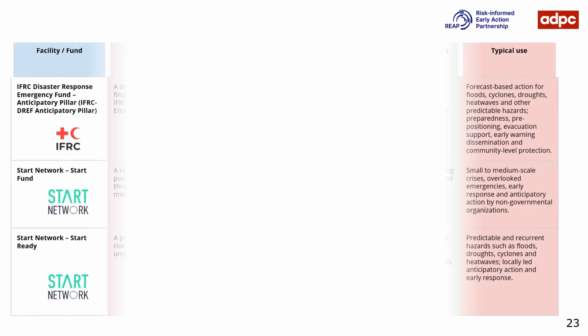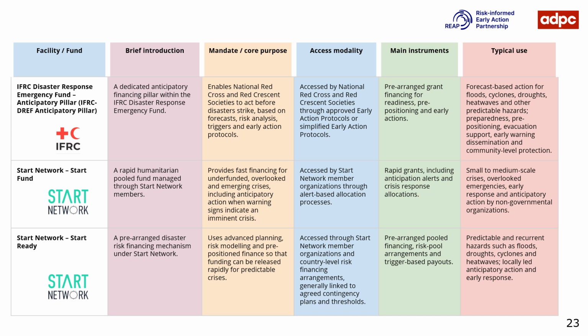The IFRC Disaster Response Emergency Fund, Anticipatory Pillar, IFRC-DREF Anticipatory Pillar, enables National Red Cross and Red Crescent societies to act before disasters strike, based on forecasts, triggers, and early action protocols. The START Fund provides rapid financing for underfunded, overlooked, and emerging crises, including anticipatory action when warning signs indicate an imminent crisis. Start Ready is a prearranged disaster risk financing mechanism that uses risk modeling, contingency planning, and prepositioned finance for predictable hazards.